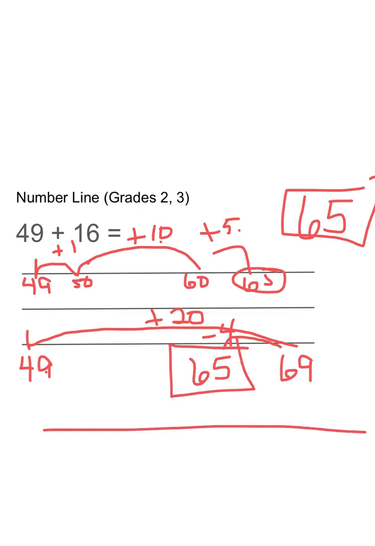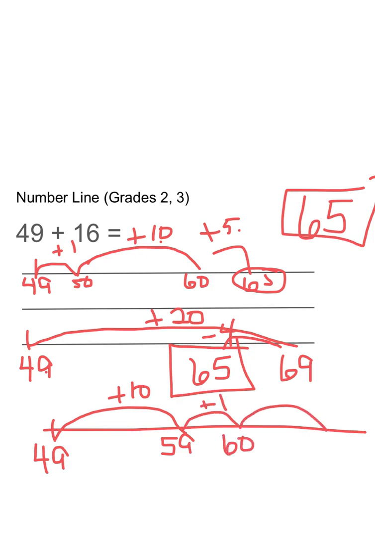Some students might say, 49, and I'm going to add 10 to get to 59. Then I'll add 1 to get to 60, and that 5 to get to 65. So the nice thing about number lines is you can actually do this really well mentally in your head, so that it becomes a mental strategy as they get good at this.